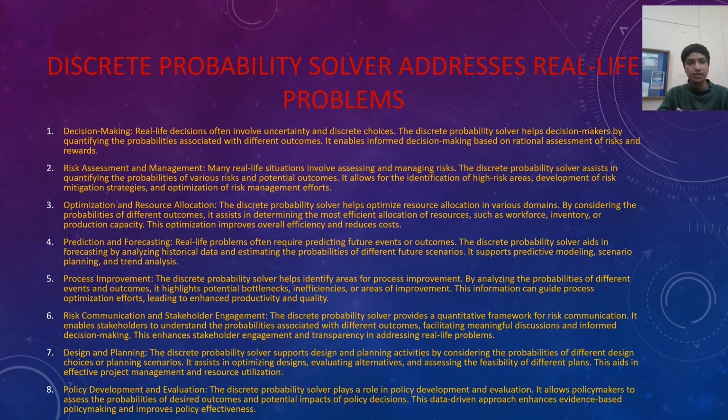Now I will address what real-life problems we can solve through a discrete probability solver. First, decision making. Real-life decisions often involve uncertainty and discrete choices. The discrete probability solver helps decision makers by quantifying the probabilities associated with different outcomes. It enables informed decision making based on rational assessment of risks and rewards.